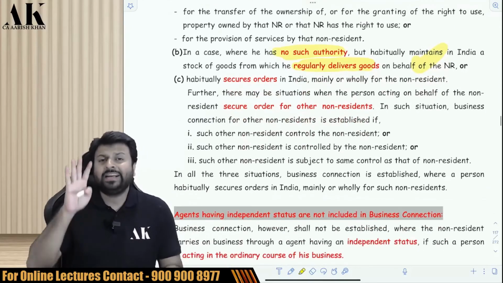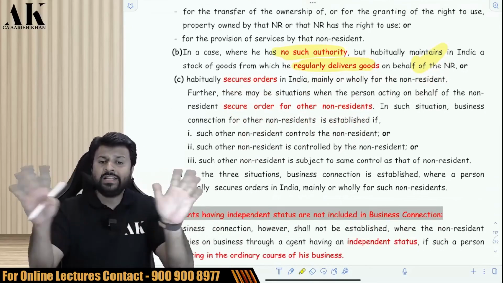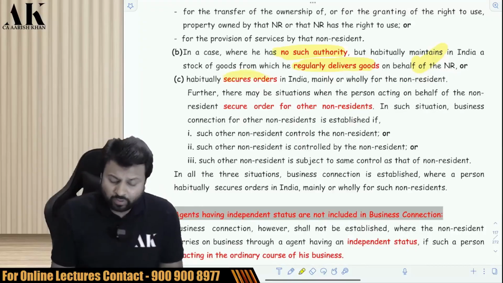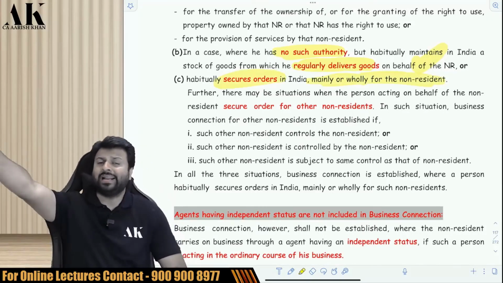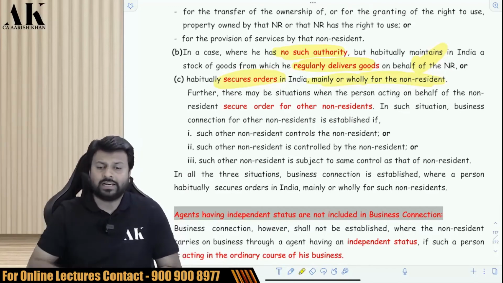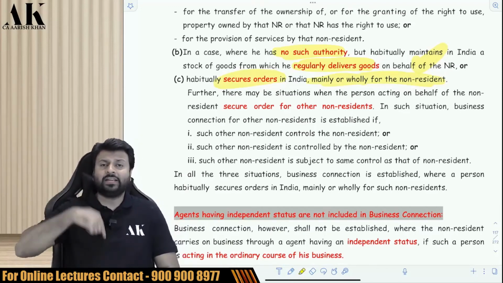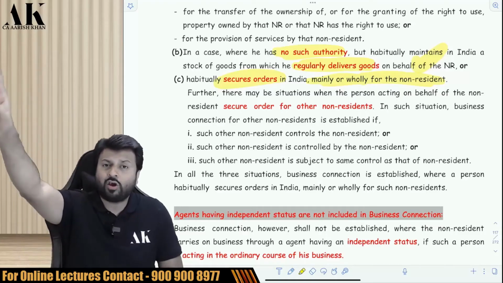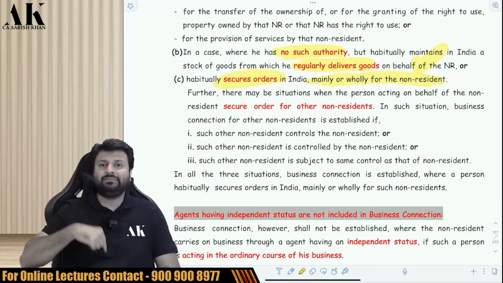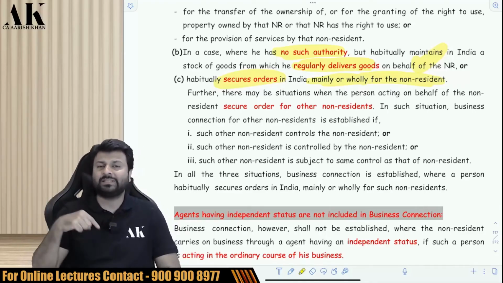Third case: he does not have any authority, neither does he deliver any goods. He only secures orders in India mainly and wholly for that non-resident. Who is that non-resident? That non-resident is Mr. X. So if an agent in India is mainly and wholly securing orders for a non-resident who is outside India, then it is deemed that the non-resident has a business connection in India.